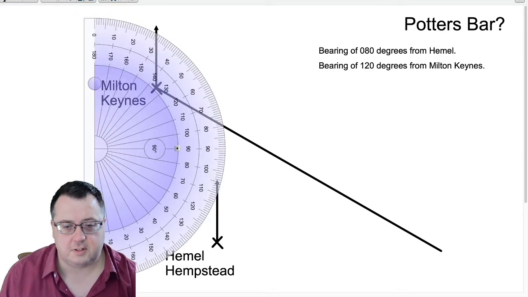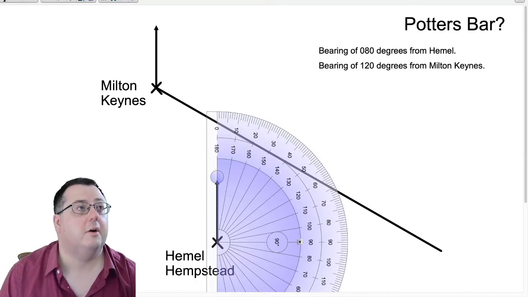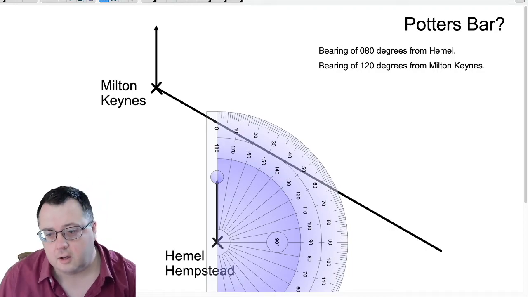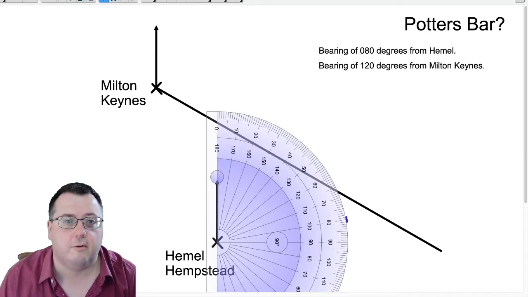Next we're going to Hemel Hempstead. We're going to put the protractor on the cross. We're going to put a little dot at 80 degrees. This time I'm going to use a different colour. 80 degrees. That's not quite right. Little dot can get erased.